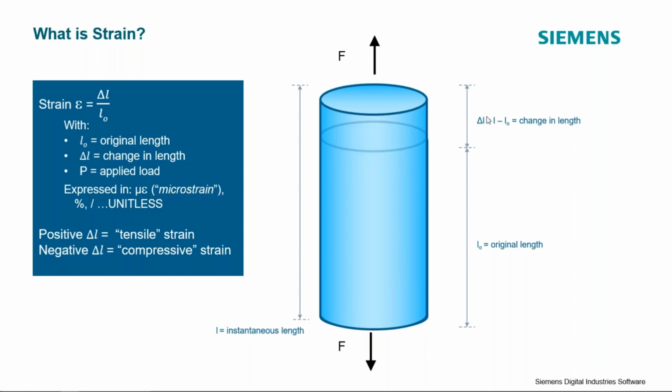Strain is positive, so positive delta L, if there's a tensile strain, so something pulling this material apart, and it's negative, we call that compressive strain. So if this force was reversed, and we were compressing the cylinder, we would have a negative change in length, and that would be a compressive strain.